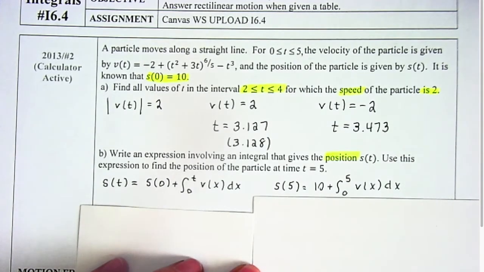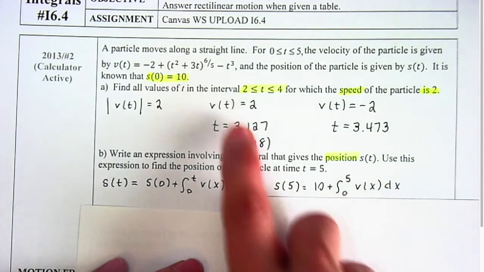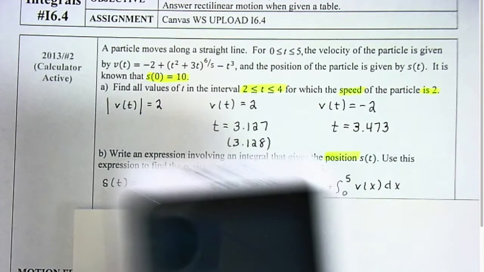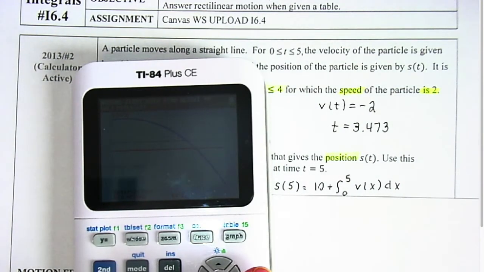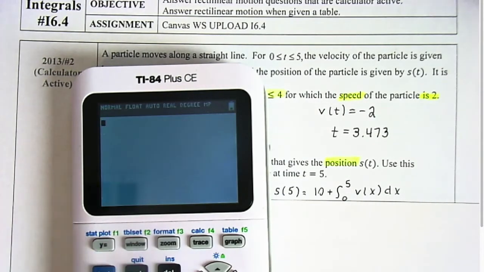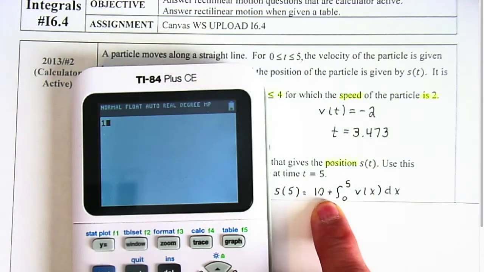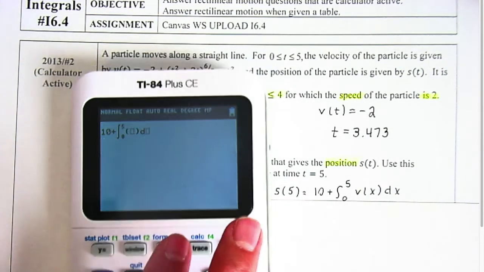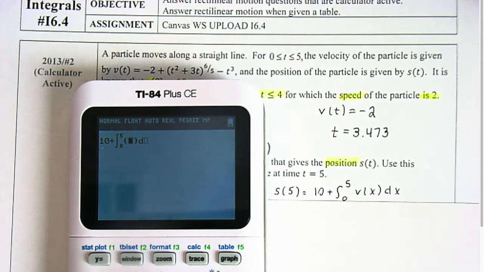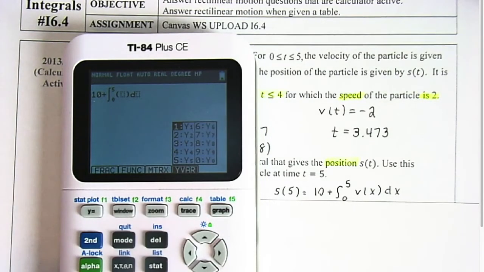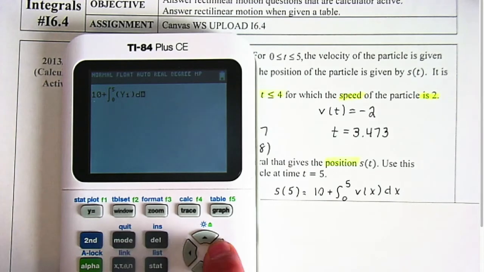And then from here, you don't have to do an antiderivative by hand. If you have your calculator and you have a definite integral to do, it is understood that you're going to do that on your calculator. So I'm going to go to my calculator here, get to my home screen. I'm just going to type this in. 10 plus math 9 is where you're going to find that integral. What I want to go here is that velocity equation, which is that negative 2 plus blah, blah, blah. I've already typed it into y1, so just hit the alpha key and then the F4 menu, and it'll pull up that y1 for you. And then dx.